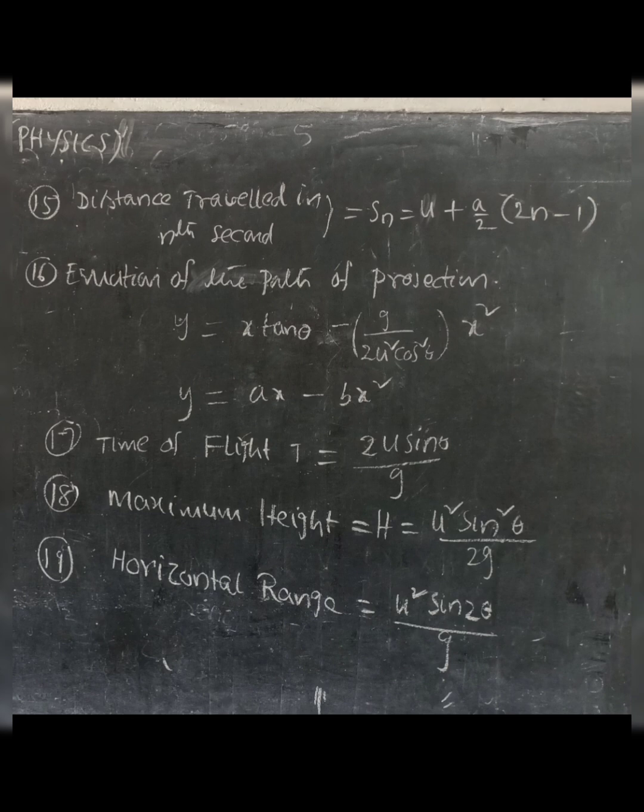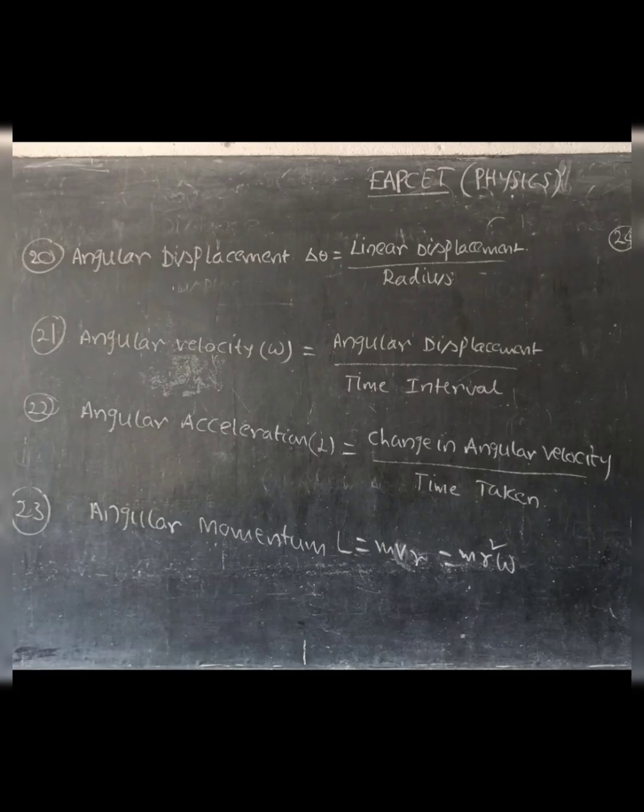Let's go through some more important formulae in rotatory motion. Angular displacement delta theta is equal to linear displacement by radius. Angular velocity omega is equal to angular displacement by time interval. Angular acceleration alpha is equal to change in angular velocity by time taken. Angular momentum L is equal to mvr is equal to m omega r square, because v is equal to r omega. This is called the relation between angular velocity and linear velocity.